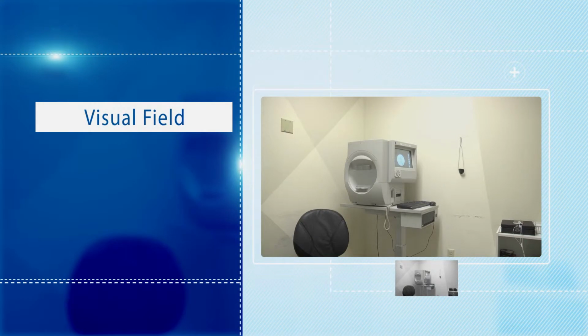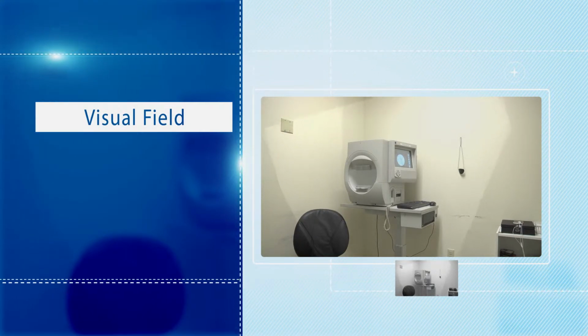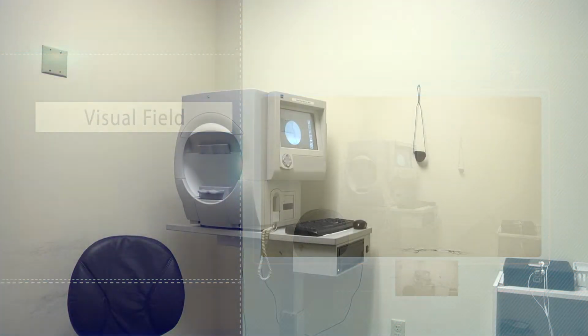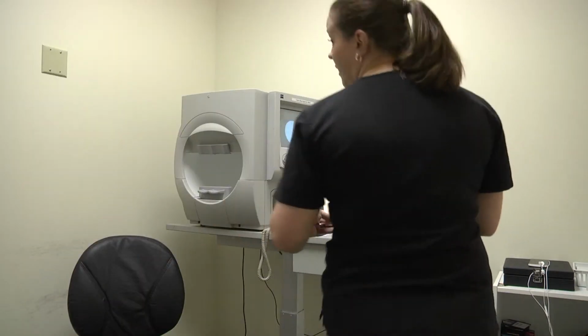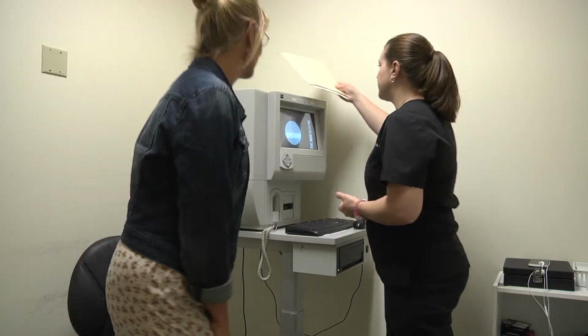This is our visual field machine. It's also known as a Humphrey Visual Field Analyzer. This machine checks your patient's peripheral vision to monitor their glaucoma.